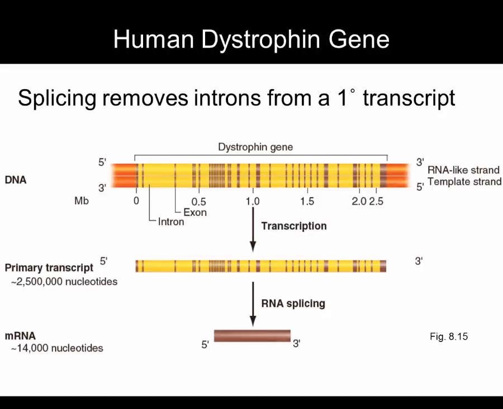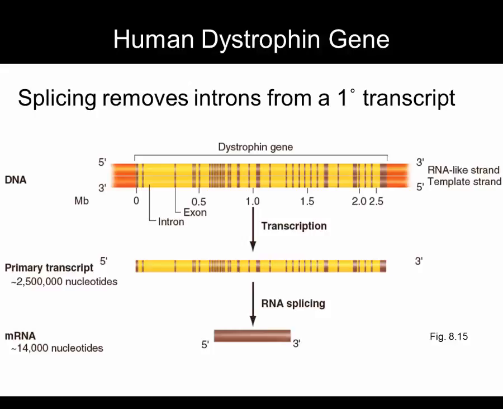The primary transcript for this gene is about 2.5 million nucleotides. That's larger than the entire genomes of some bacteria. The role of splicing is to remove the introns, leaving just the protein-coding exons. And after you remove the introns from this gene, the final mRNA is only 14,000 nucleotides. The vast majority of this primary transcript is non-coding.